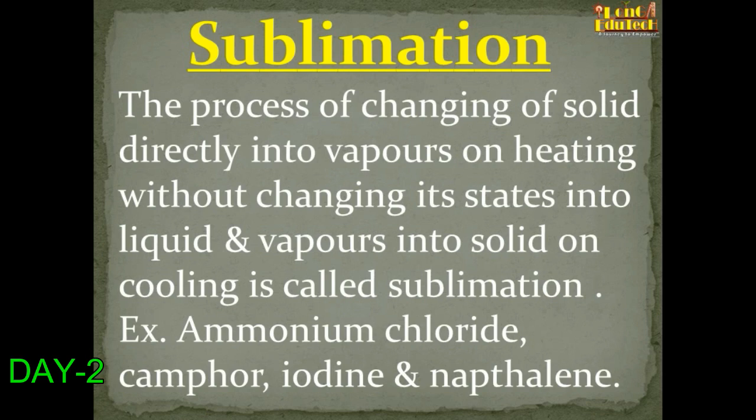What types of matter undergo sublimation? There are ammonium chloride, camphor, iodine, and naphthalene balls. Naphthalene balls are used as an insecticide. You have seen that in the toilet, where we use naphthalene balls, they disappear over time because they get heat from the surroundings and directly vaporize. That's why the size of the naphthalene ball also decreases.